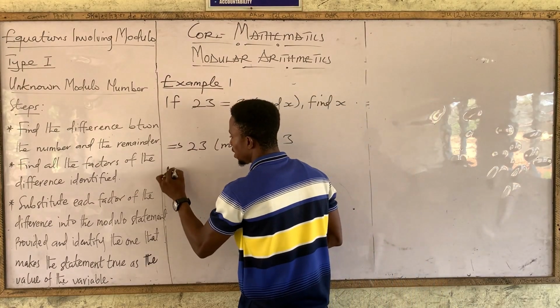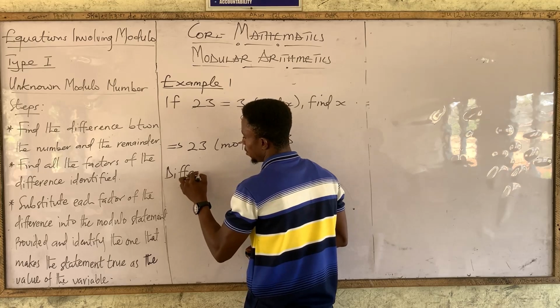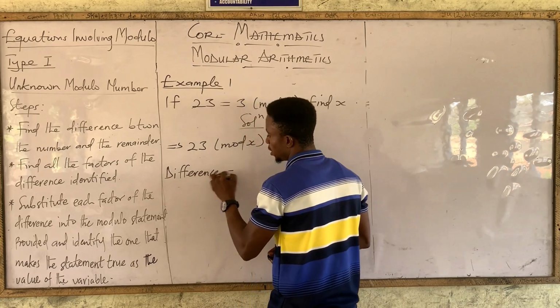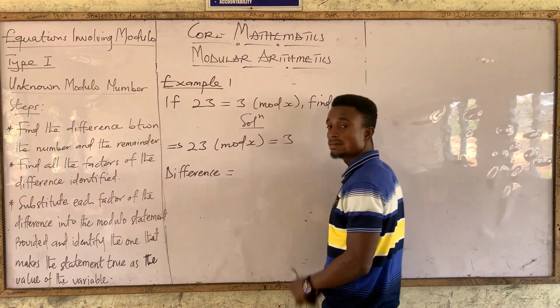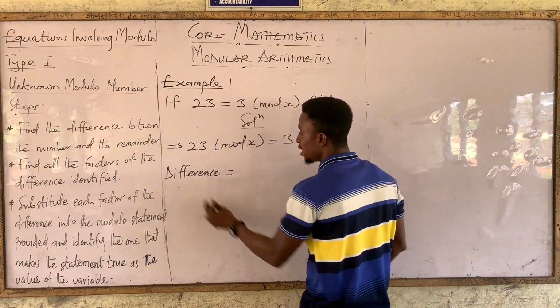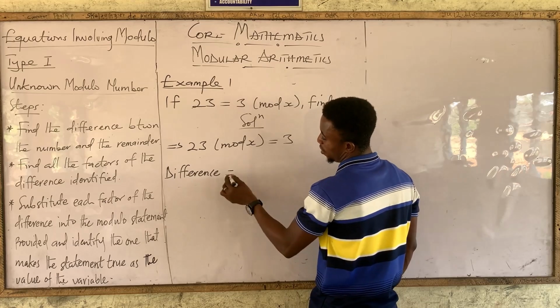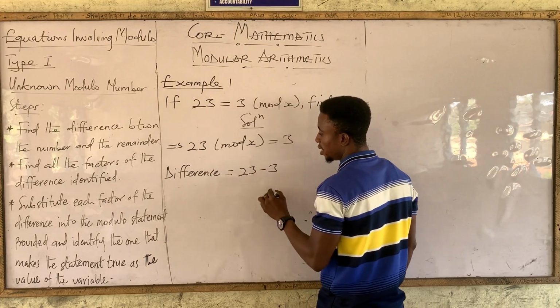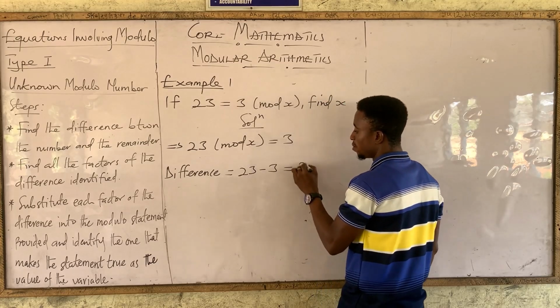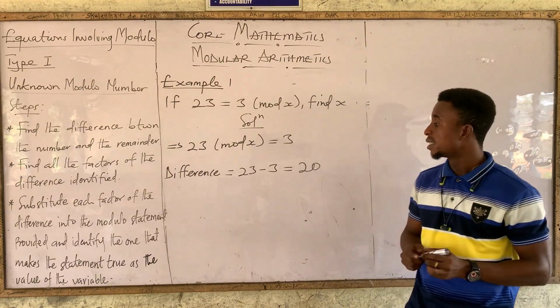So I say difference is equal to. It's not compulsory to write the word difference; you can write it, but please write. The number is 23, then minus 3, and this gives us 20. So this is the difference.